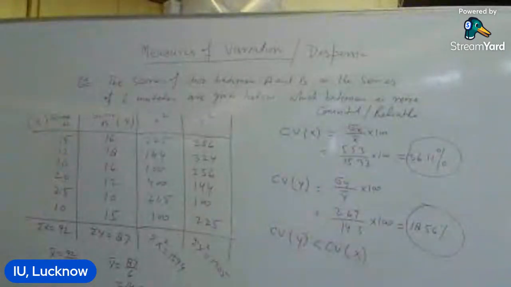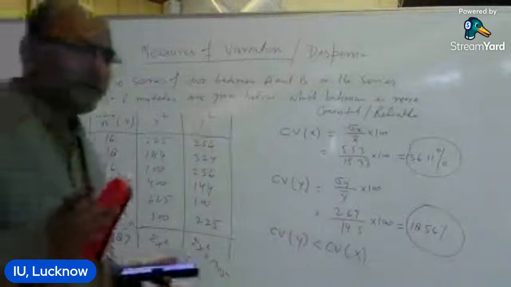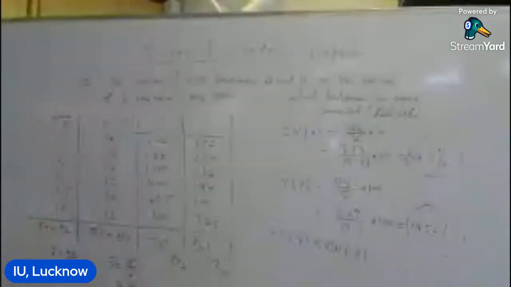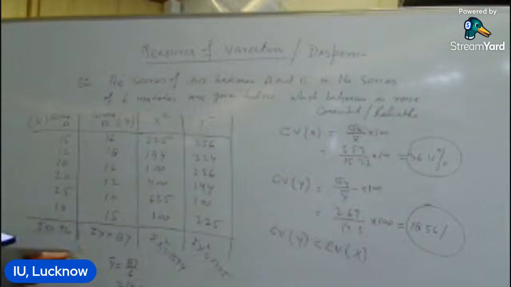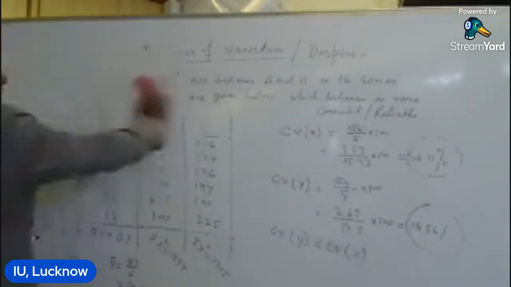So remember it. The best batsman is computed by their average score, and the consistent batsman will be computed by their coefficient of variation.